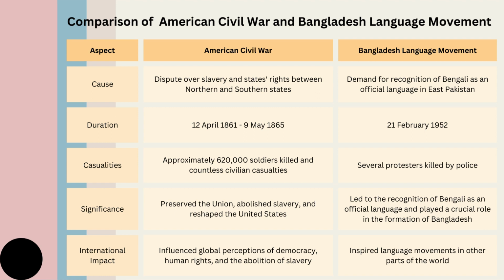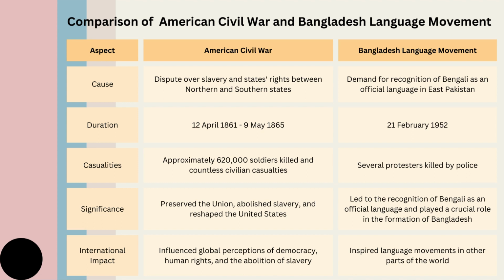The American Civil War was caused by a dispute over slavery and states' rights between northern and southern states. And the Bangladesh language movement was caused by the demand for recognition of Bengali as an official language in East Pakistan. The duration of the American Civil War was 12th April 1861 to 9th May 1865, whereas the Bangladesh language movement took place on 21st of February 1952.